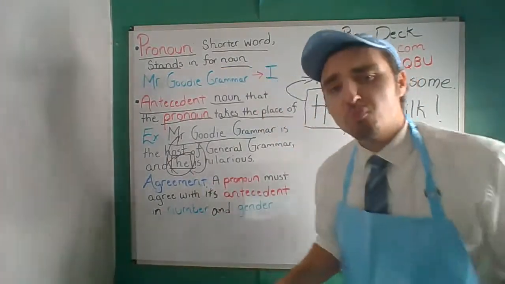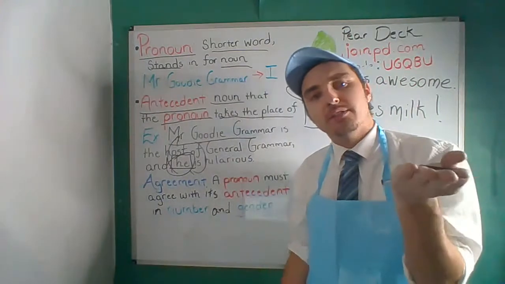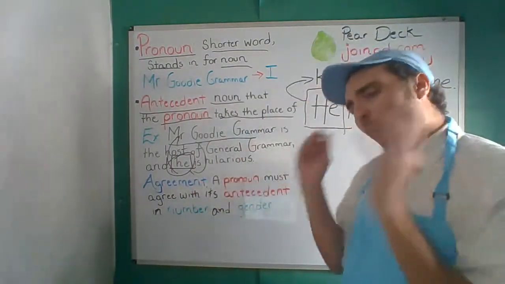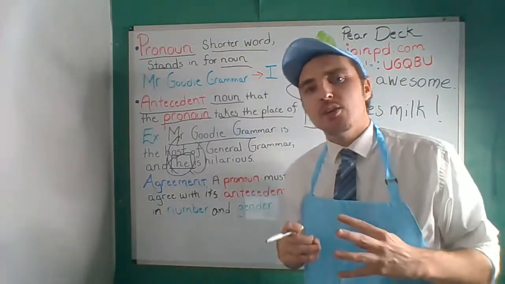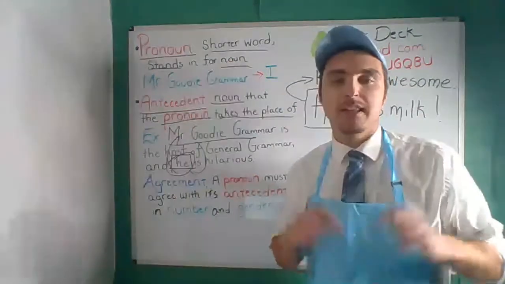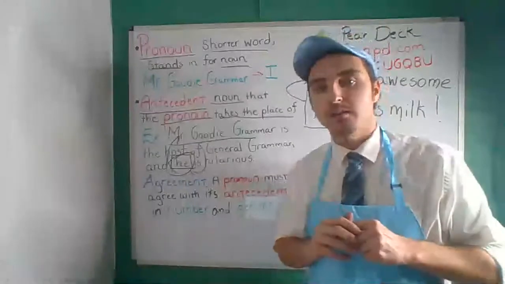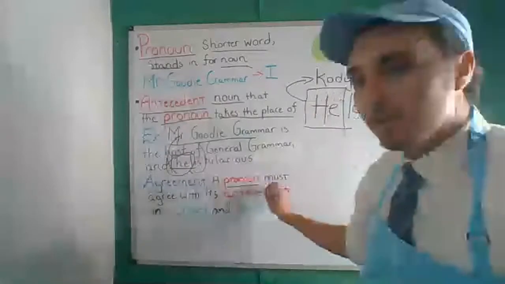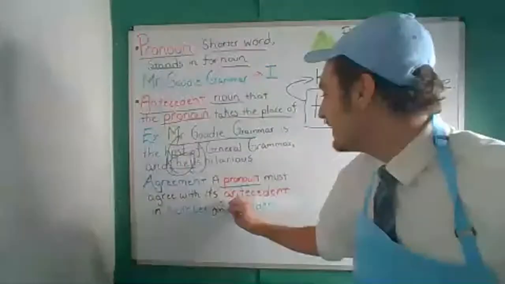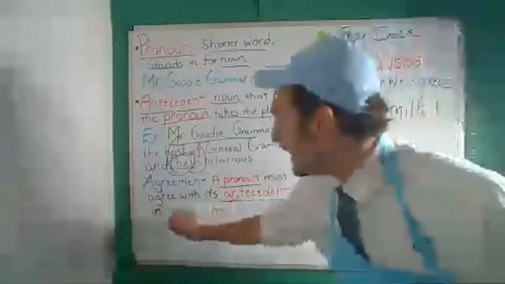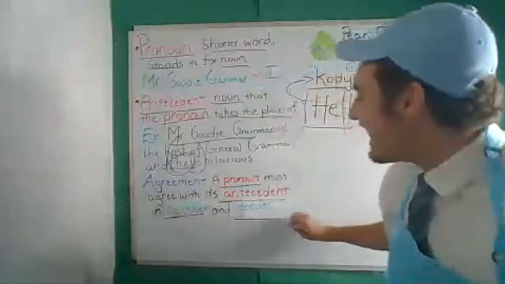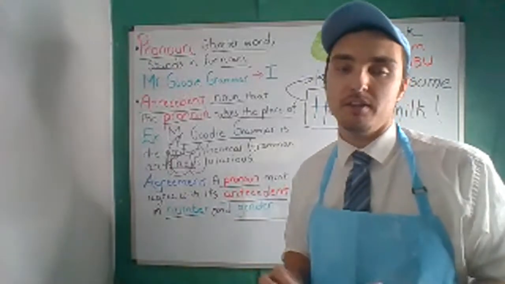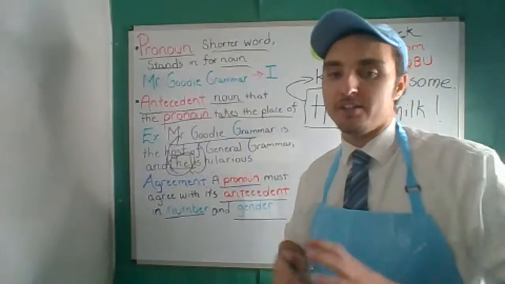So we know what a pronoun is. We know what an antecedent is. But the whole point of this lesson is to discuss agreement between a pronoun with its antecedent in number and gender. Very, very important. Number and gender.